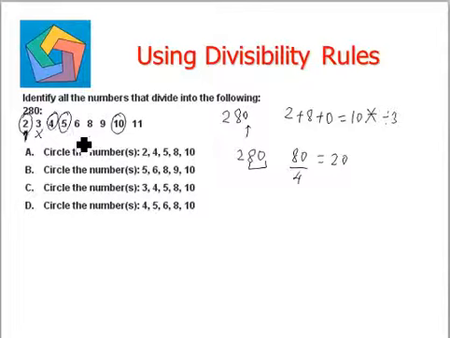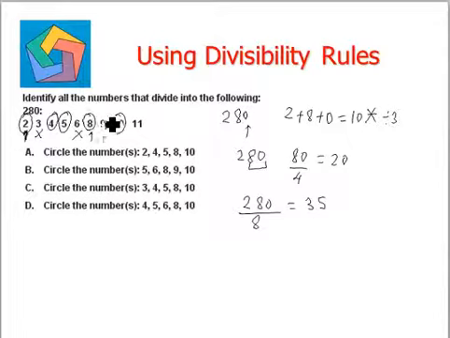For 6 it has to be divisible by both 2 and 3. Since it's not divisible by 3, we cancel out 6. Now the rule for 8 is last three digits, that is 280 together itself. Let's check if it is divisible by 8 or not. We use a calculator. 280 divided by 8 equals 35. So that means 280 is also divisible by 8.